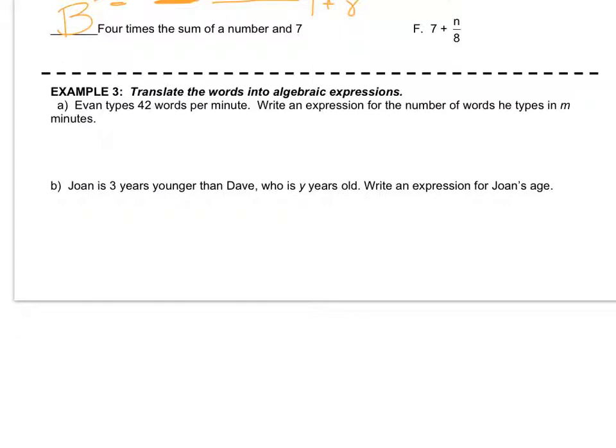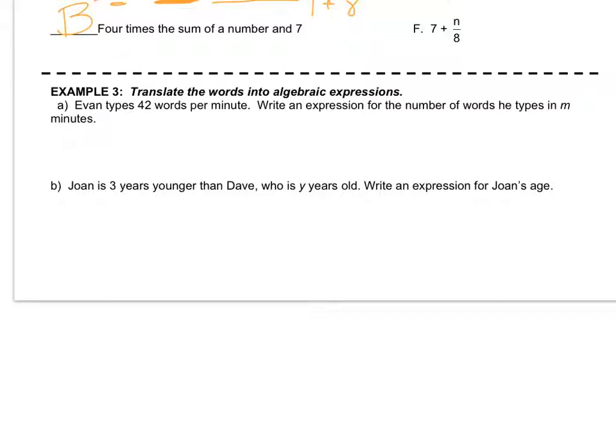Okay, the last two examples on this page say translate the words into an algebraic expression. So it's kind of like we're working backwards from the multiple choice. We're going to be given words and it's going to want us to write an expression. Remember, an expression is just variables and letters and numbers and symbols like add, subtract, multiply, and divide all together.